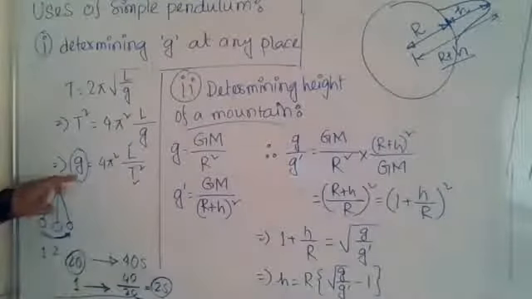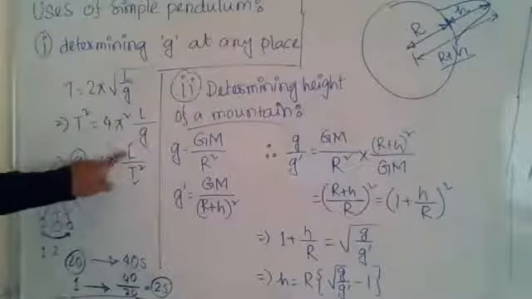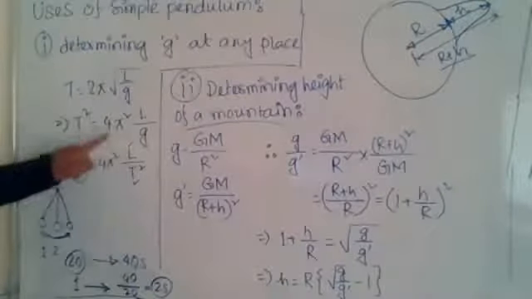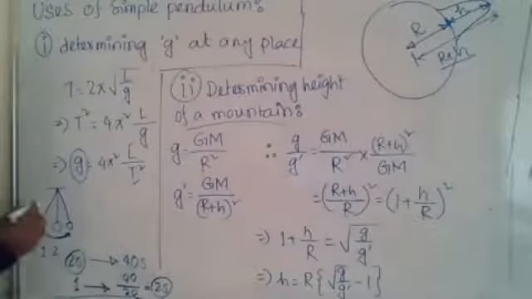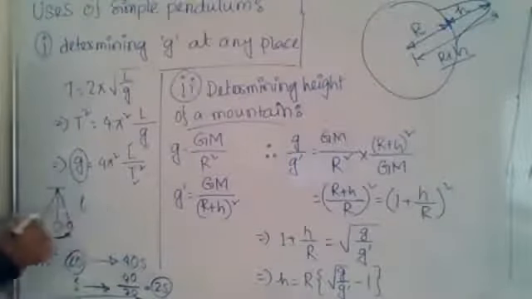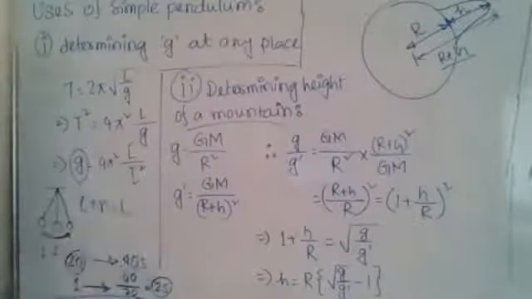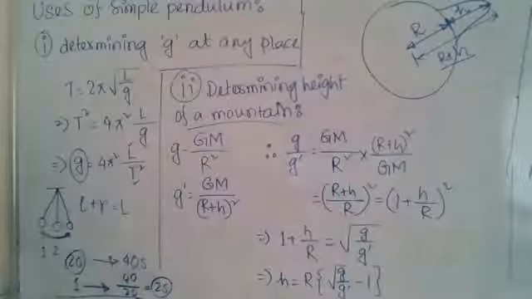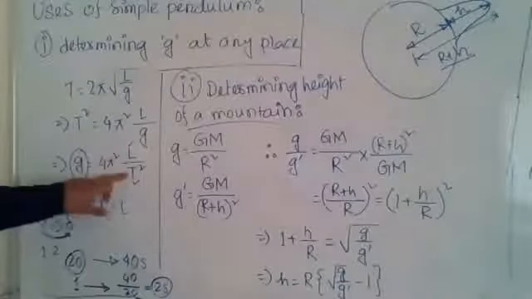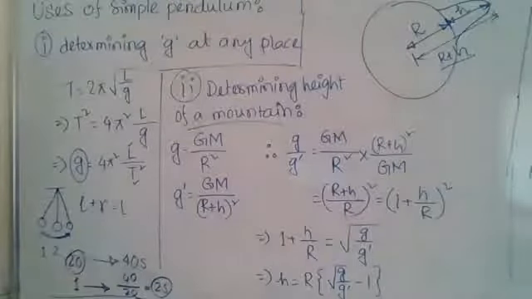Now, to find out the value of g, we need two values, right? We already know the value of pi. We need the value of L and T. Now, L we can easily calculate. L is what? The length of the thread, that is small m, plus the radius of the bob. If I add these two, I will get the effective length, right? So I have the effective length. Now I need the time period. What is time period? The time needed to complete one oscillation, right? The time needed to complete one oscillation is time period.